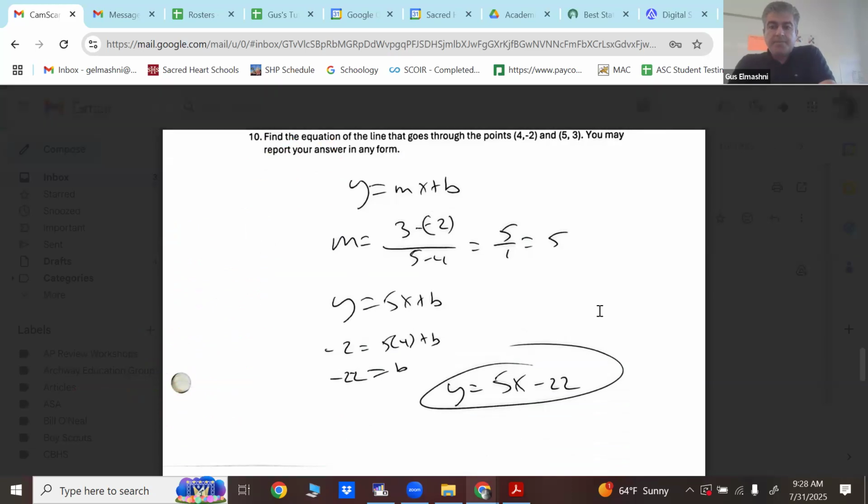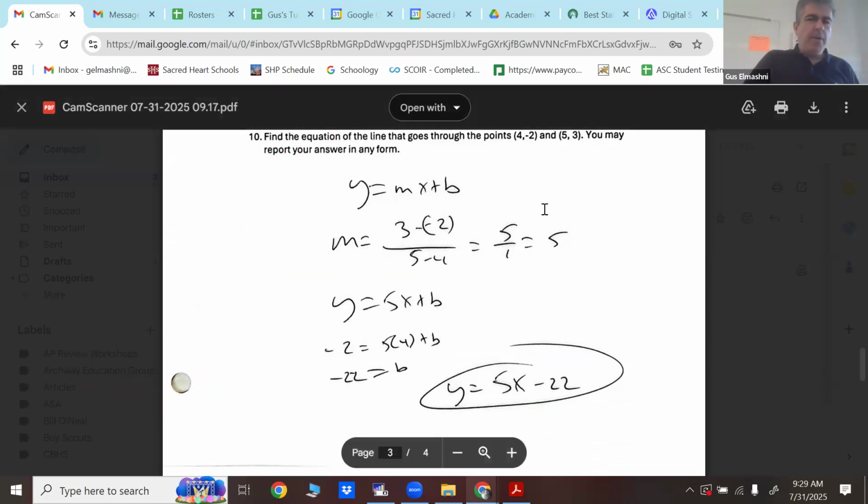For 10, you should get 5/1 for the slope. You subtract the x's, subtract the y's. And then you could plug in either 4, -2, or 5, 3.